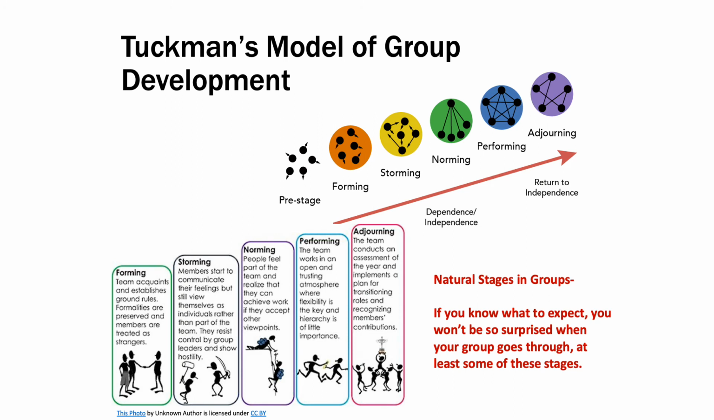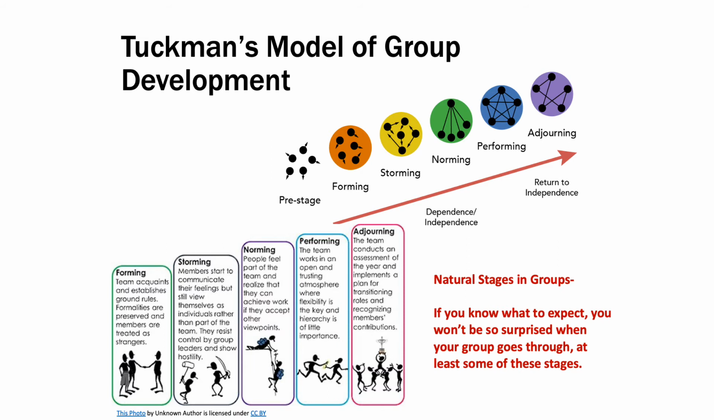You're introduced to Tuckman's model of group development. This is very similar to childhood development. Babies and toddlers are expected to be able to do certain things at certain ages, and groups tend to work the same way. And so this model just explains these are the natural stages that usually occur in a group.